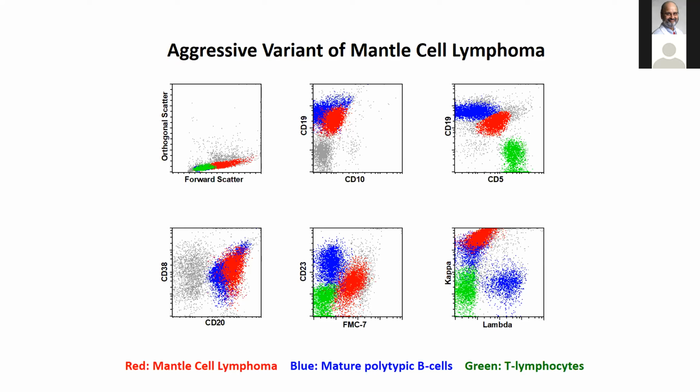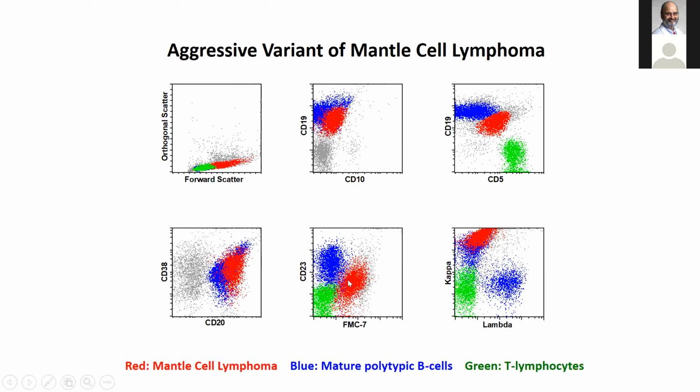Okay, this here was a case of an aggressive variant of mantle cell lymphoma. So what do I mean by that? Well, here we can see that the immunophenotypic features are typical for mantle cell lymphoma. They're showing B lineage expression. They're monotypic. They're CD5 positive and CD10 negative, and then they have the characteristic pattern of staining for FMC7 and CD23. Here the FMC7 is positive and the CD23 is negative.